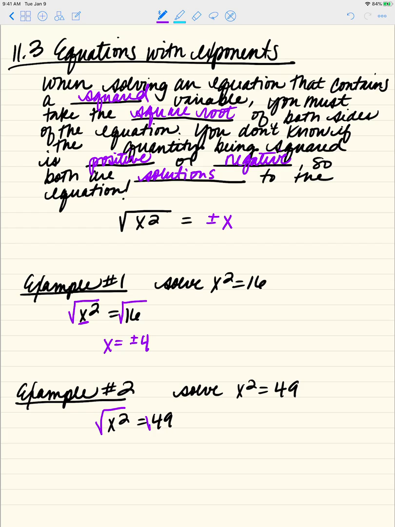Okay, example number 2, solve x squared is equal to 49. Take the square root of both sides. Again, I don't know if this is positive or negative, so x is equal to plus or minus 7.